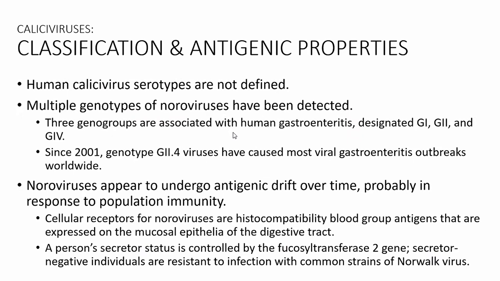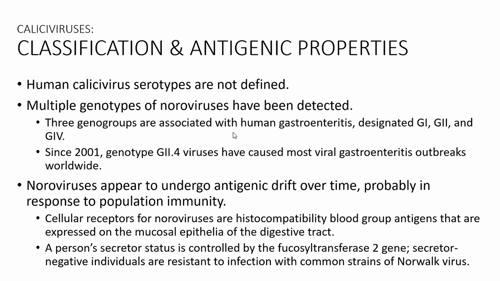Human calicivirus serotypes are not defined, and multiple genotypes of norovirus have been detected. So there are 3 genogroups that are associated with human gastroenteritis, designated G1, G2, and G4. And in 2001, genotype G2.4 viruses have caused most viral gastroenteritis outbreaks worldwide. And noroviruses appear to undergo antigenic drift over time, probably in response to population immunity.